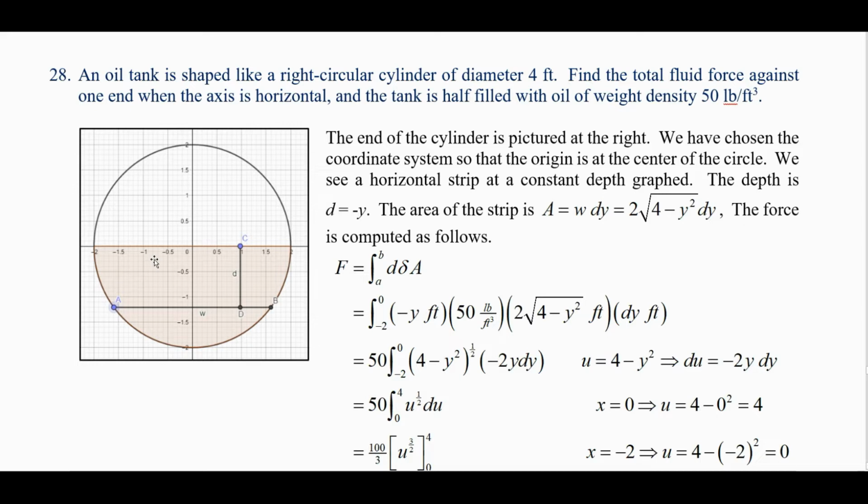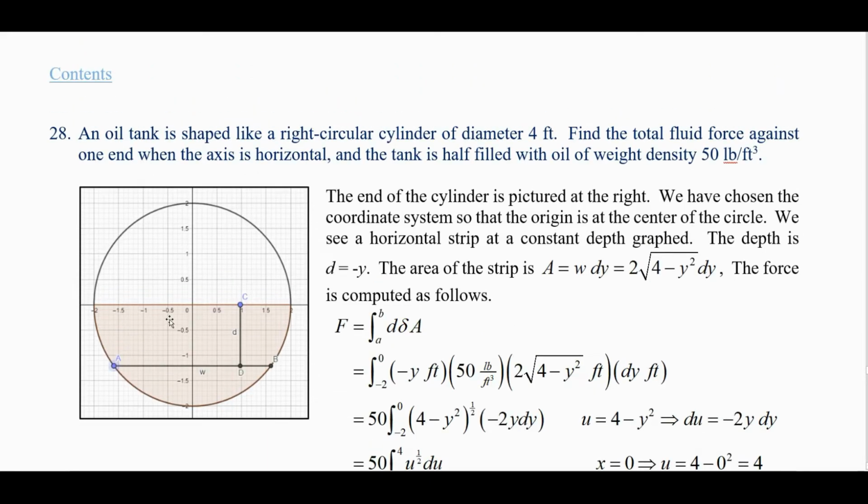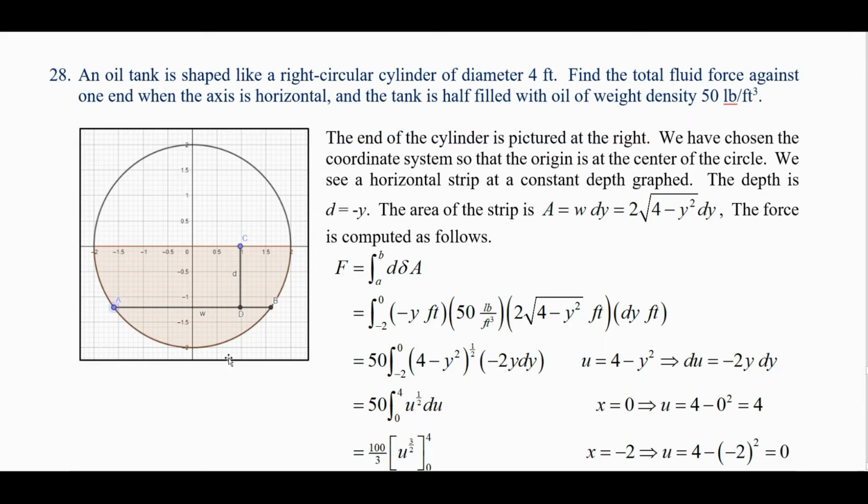So I get to choose my coordinate system. I'm going to choose my origin at the center of the circle. So the circle is just x squared plus y squared equals 2 squared. We take a strip at a constant depth, this strip across here. Let's say that the total width is w, and it's at a depth d. Well, d is just minus whatever y is, the opposite of y, to make the depth a positive number, because y is negative down here.